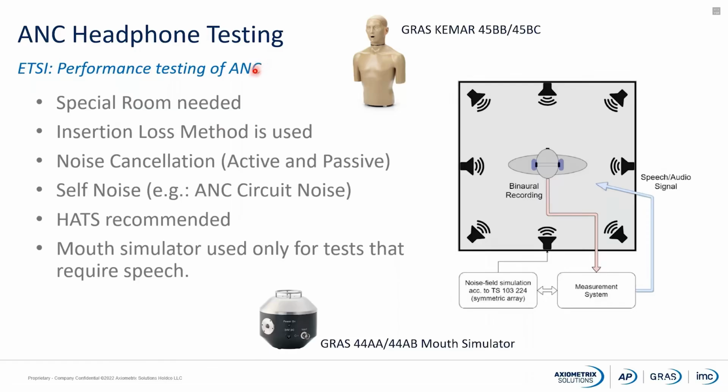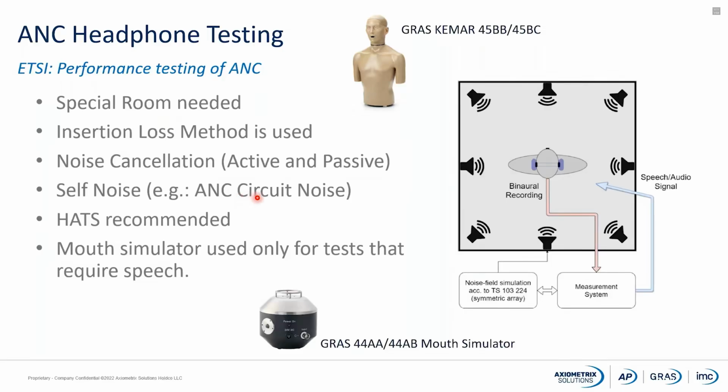The ETSI standard is requiring the use of a special room, particularly in terms of background noise. So the background noise in the room doesn't affect the measurement itself. The basic parameter that we are using for testing ANC is insertion loss. So we are going to look at this method. Of course, we are measuring noise cancellation in terms of ANC and PNC. And not only that, but also, as I mentioned before, we're going to be measuring the ANC circuit noise.